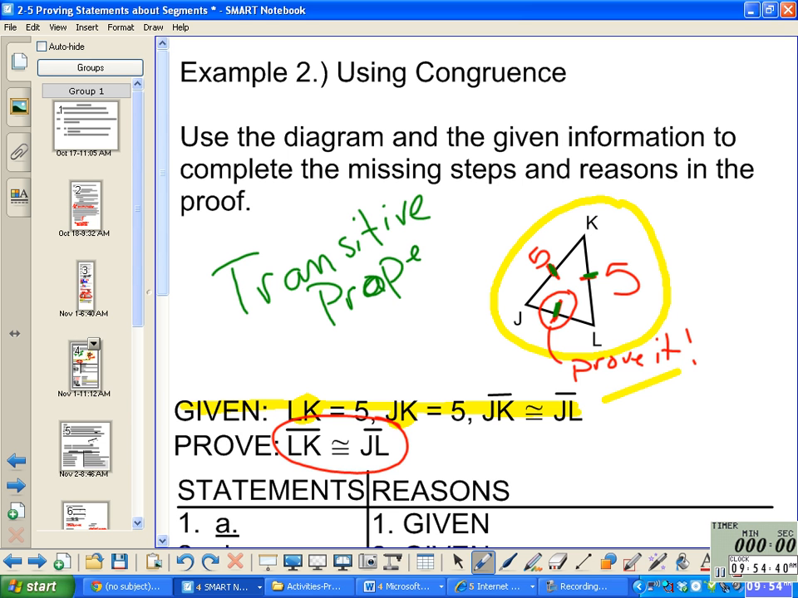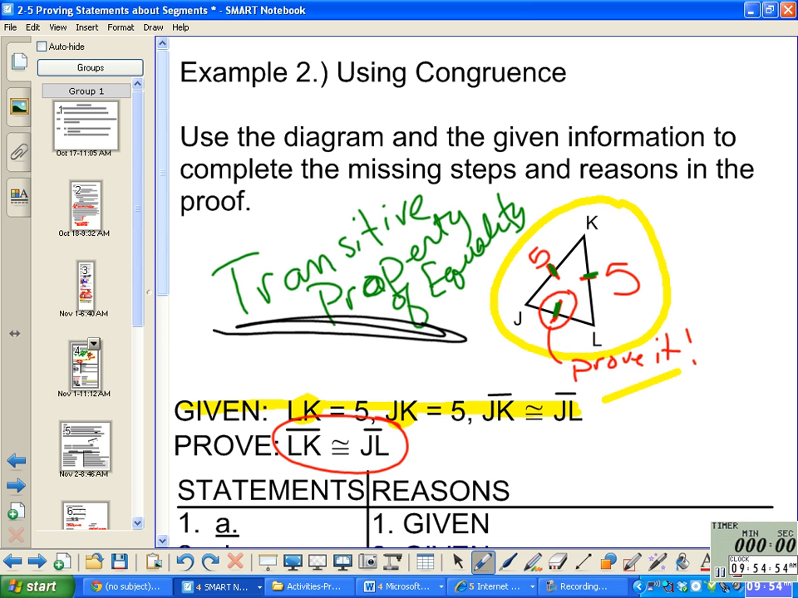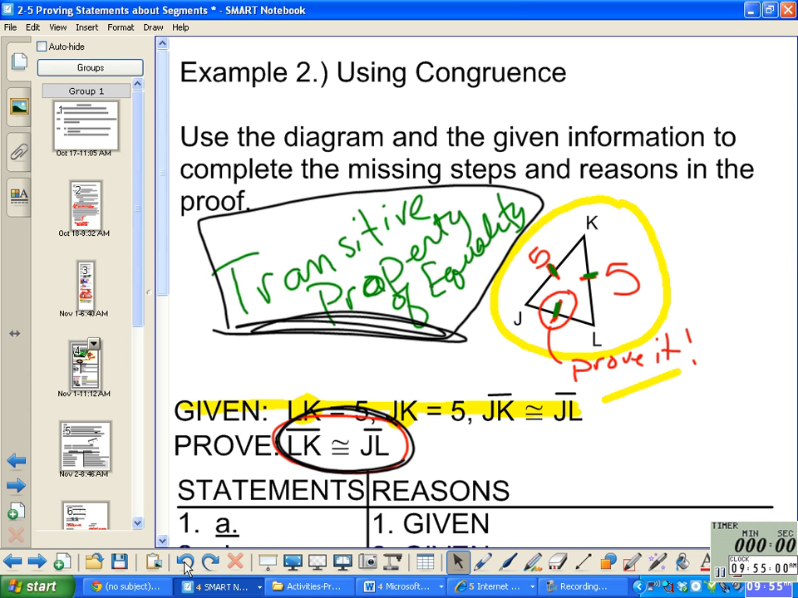So here I have this transitive property of equality, because that's what it sounds like to me. I have to draw the picture or the diagram in this case and analyze that. And there it is. So now I think what I need to do is use this property to prove that LK is congruent to JL.